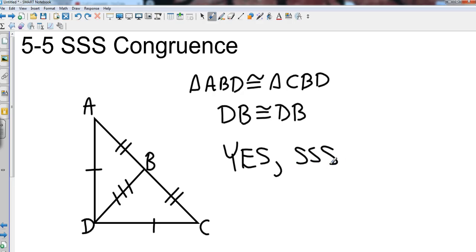Now, no angles in this one. It looks like angle ABD is a right angle, and it looks like ADC is a right angle, but again, we can make no assumptions. We got to take only what they give us.